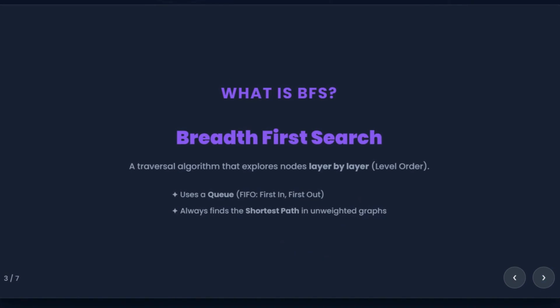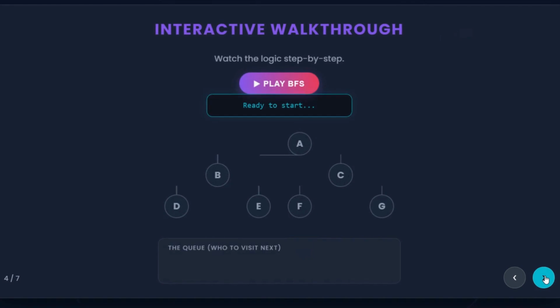So, what is BFS? It stands for breadth first search. It is an algorithm used to navigate through graphs or trees. Just like the water, it visits nodes layer by layer. To do this, it uses a special tool called a queue. This ensures we visit our closest neighbors before we look at anyone further away.